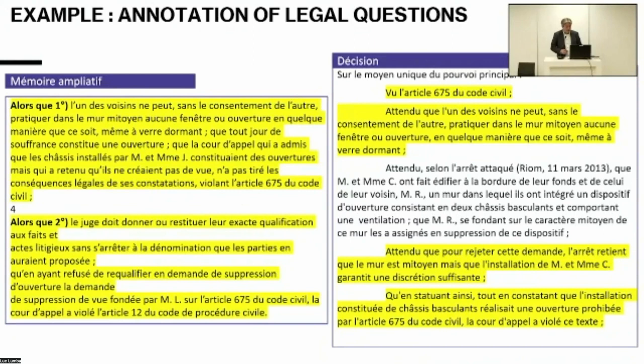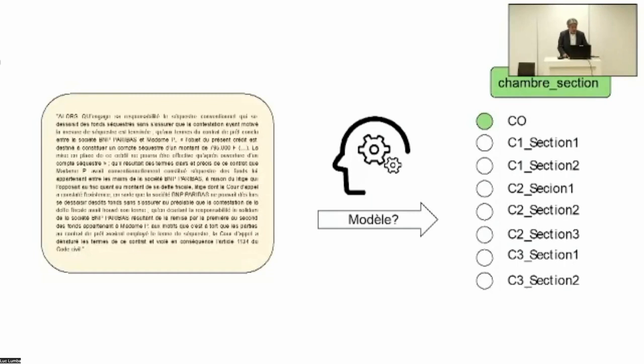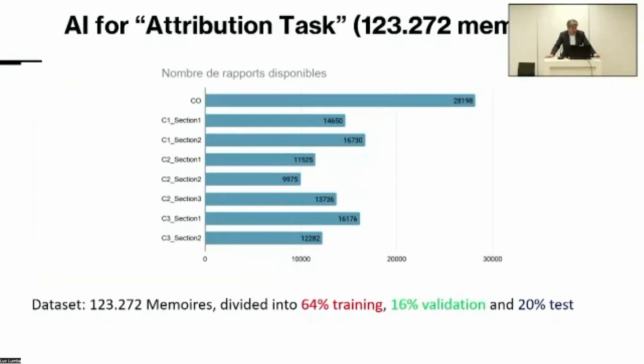Having annotated mémoires ampliatifs and annotated legal decisions, the question was how to develop a model to distribute the different cases to the different sections of the court and to identify the right reporting judge in these different sections of the Cour de Cassation. So in order to do that, we trained a machine learning system on a data set of 123,000 mémoires ampliatifs, a little bit more than that, which we divided into 64% for training, 16% for validation, and 20% for test. And there is a distribution regarding the different sections.